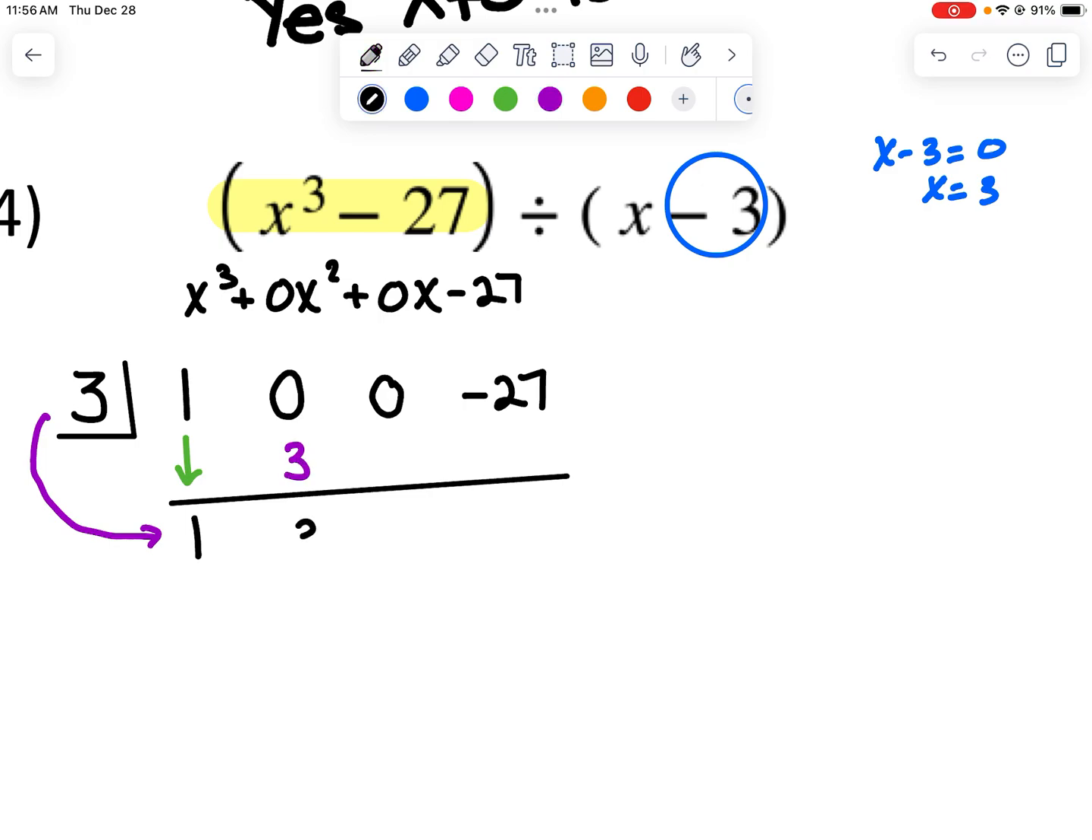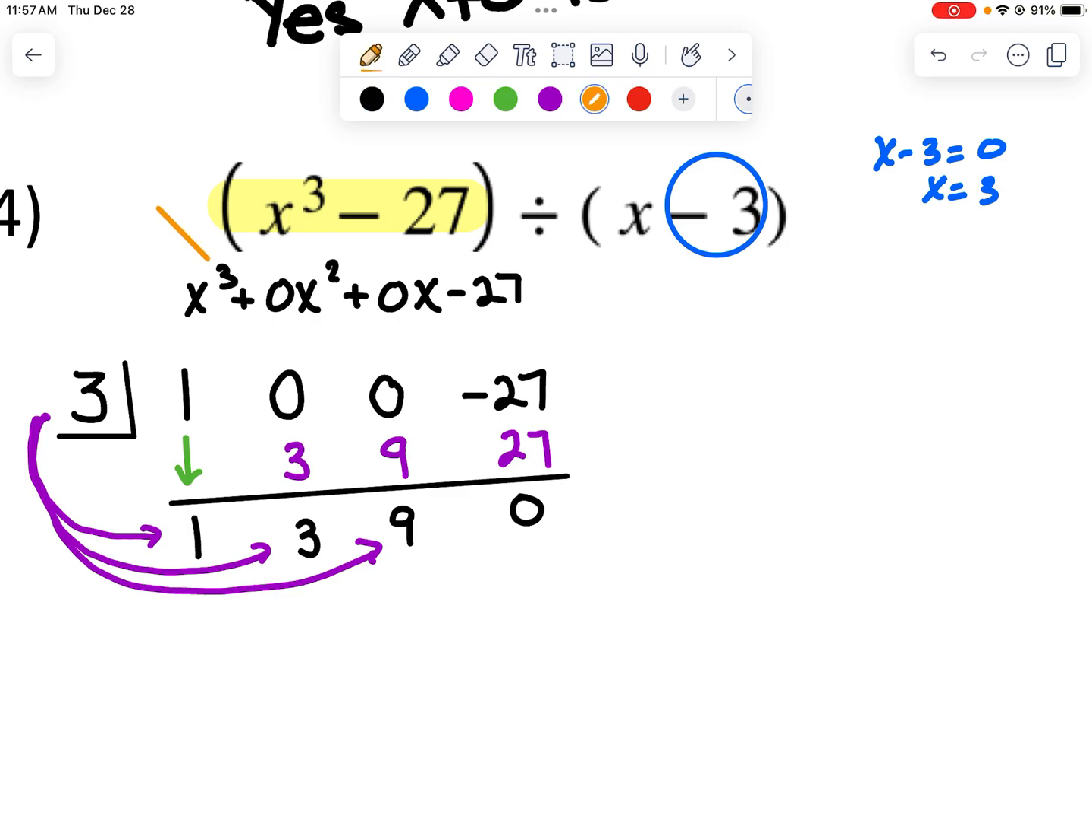0 plus 3 is 3. Then you're going to take 3 times 3, which is 9. 0 plus 9 is 9. Then you're going to take 3 times 9, which is 27. And negative 27 and positive 27 are 0. Our highest power was the 3rd power. So our highest quotient power is going to be 1 less than that. So our quotient is going to be 1x squared plus 3x plus 9.